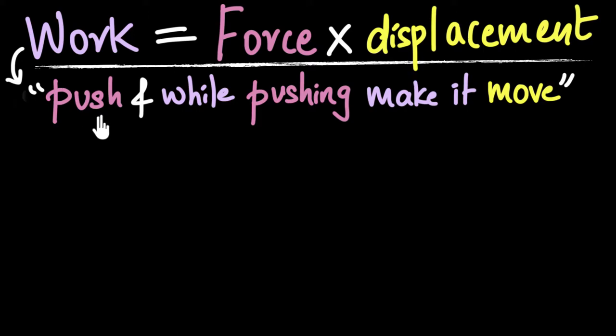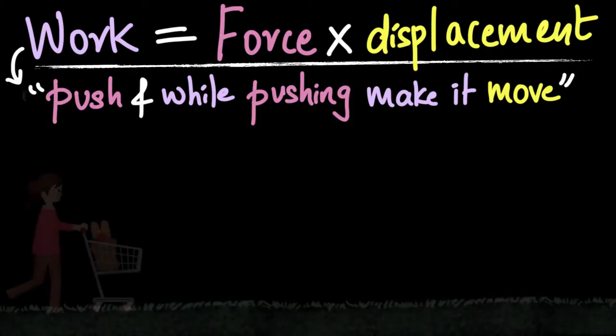So you have to push on an object, because if you don't push or pull, the force will be zero, work will be zero. And while pushing, you have to make it move, because if you don't make it move, there will be no displacement, and again, work will be zero. So let's quickly look at some examples to make more sense of this.